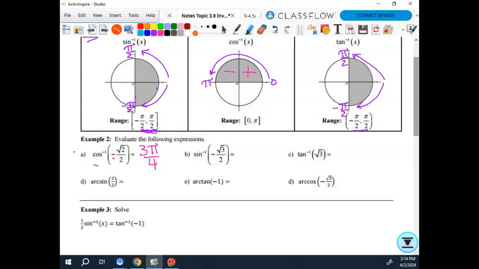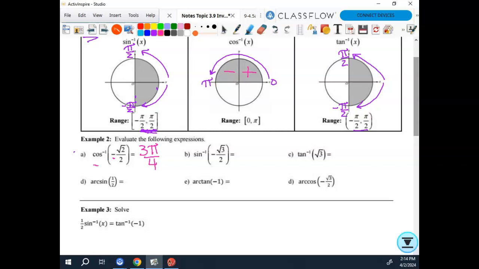Okay? Everybody okay with that? For cosine, it has to be, yes. Because then if I go the other way, the cosine of 3 pi fourths is negative square root of 2 over 2. Okay, that works just fine. All right, so now let's look at sine inverse.